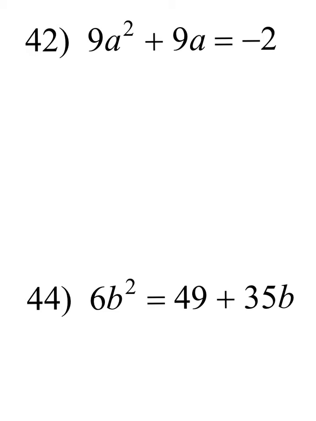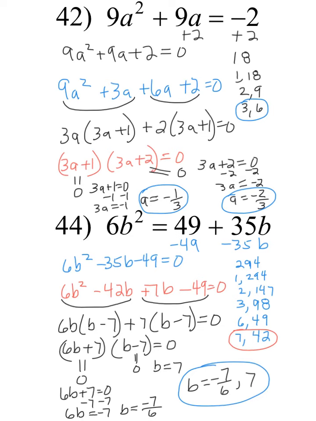Okay, so write these two problems down, 42 and 44, and pause the video, do the work, resume it, and the work will be done for you so that you can check your answers. Here's the work to both of those problems. You'll notice that 42 has the answer a equals negative 1/3 and a equals negative 2/3. And for number 44, b equals negative 7/6 and b equals 7. Hope you got them right.